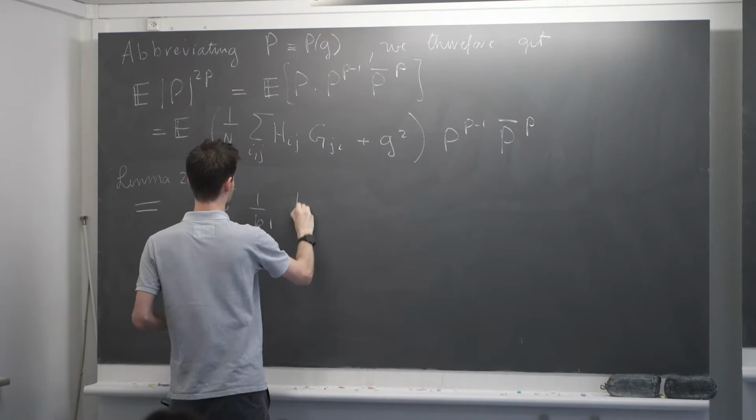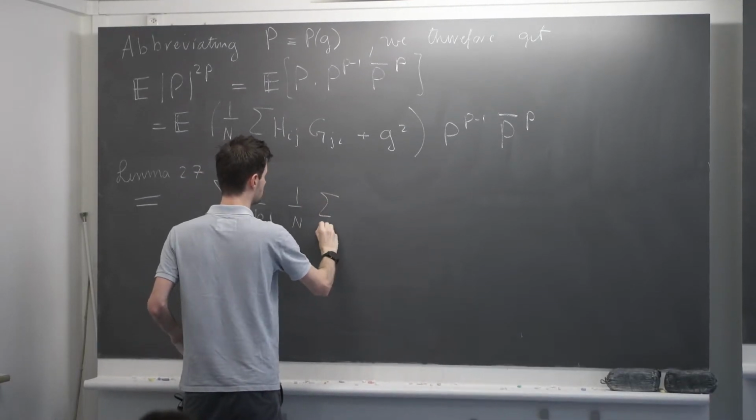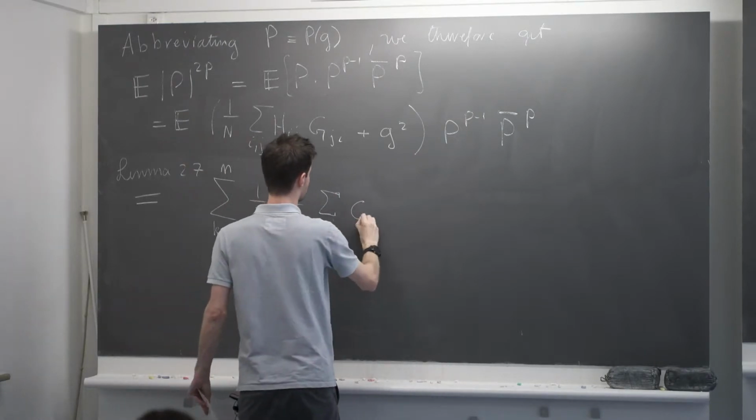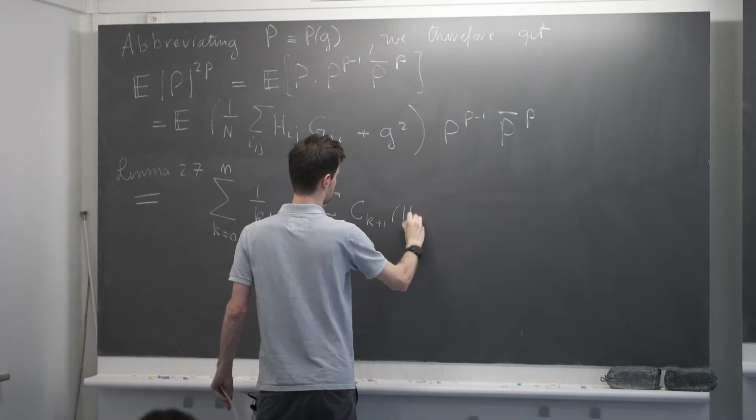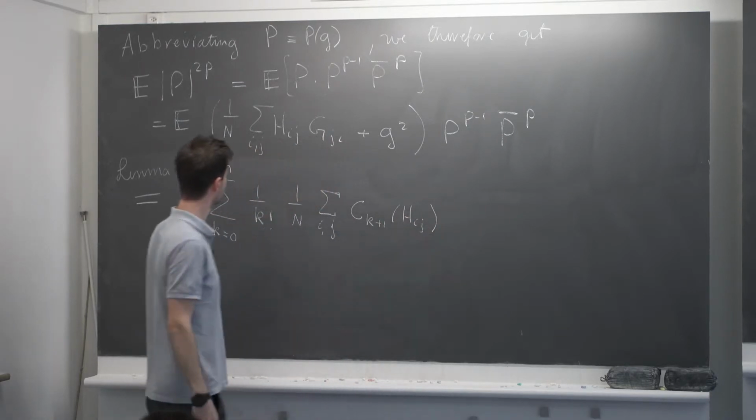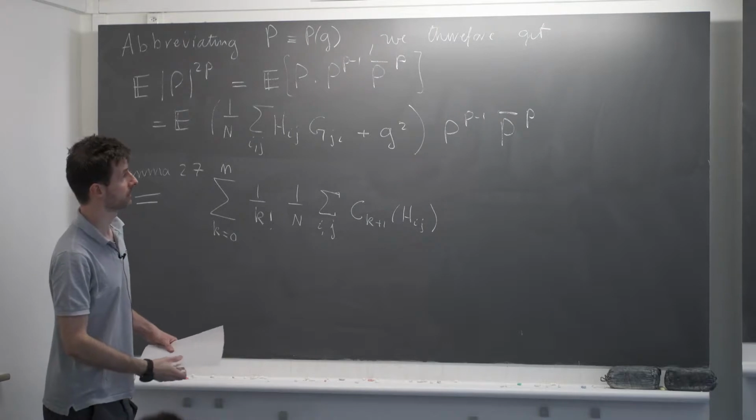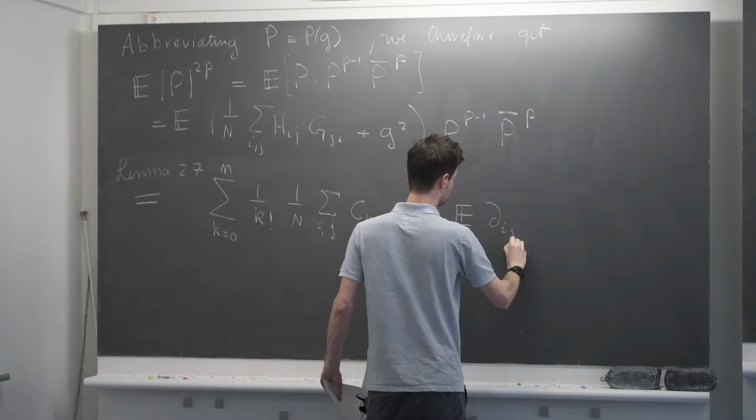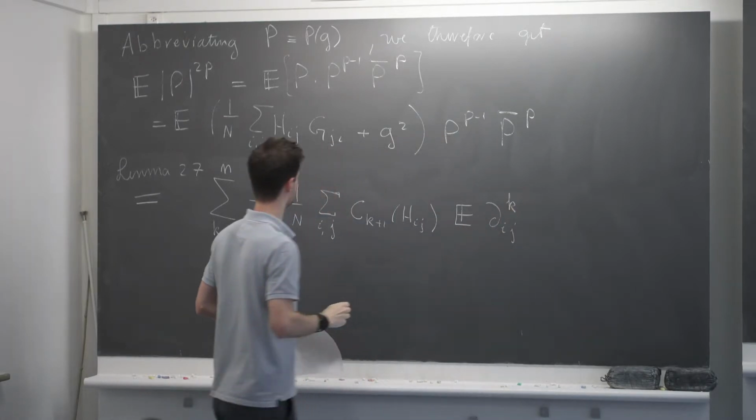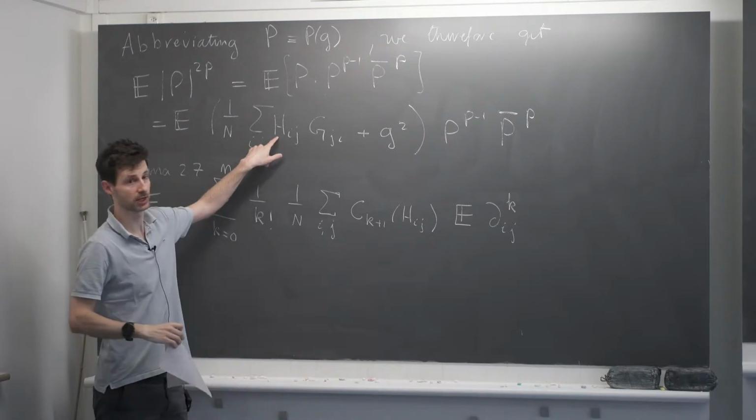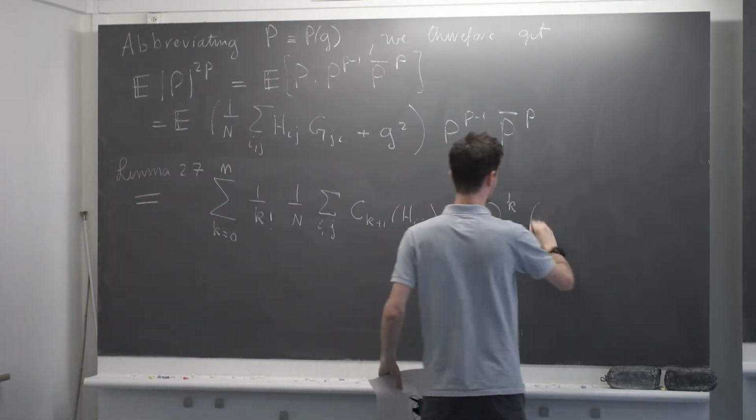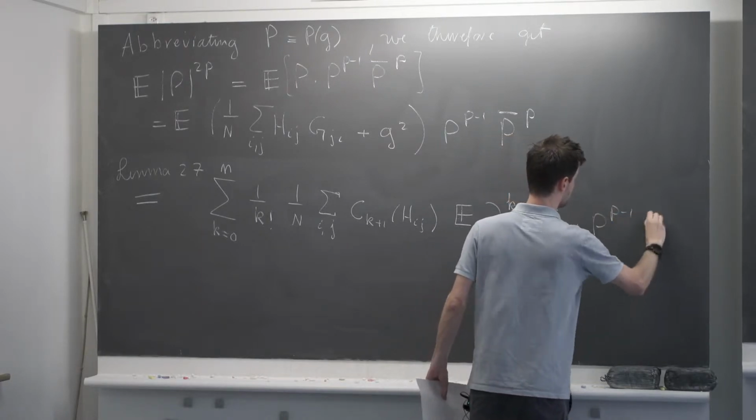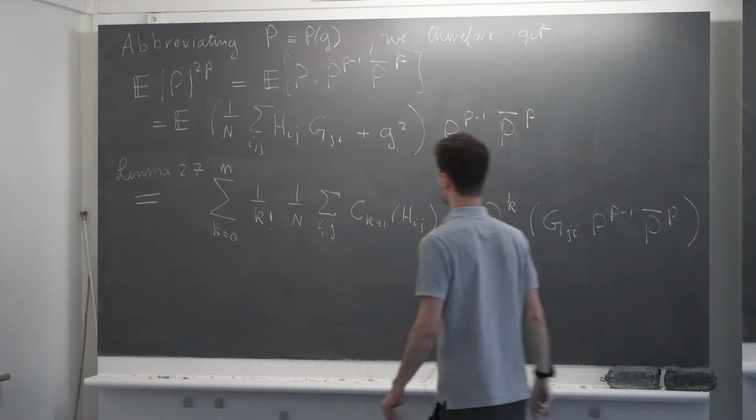And then I have this sum, 1 over n, sum over ij, c_{k+1} of h_ij. And then I have the expectation of the kth derivative of this function. And what is the function that this h_ij multiplies? Well, it's g_ji to the p minus 1, p bar to the p.